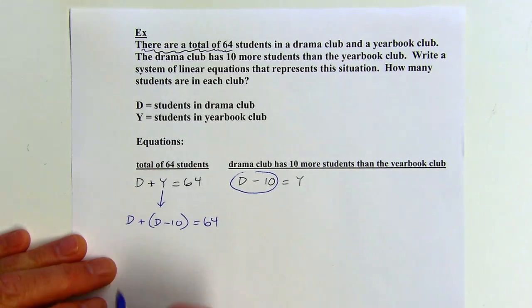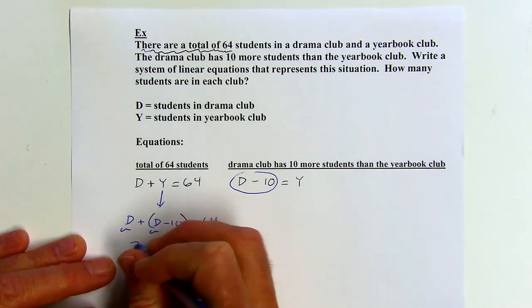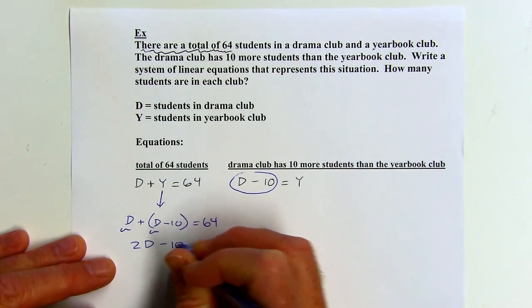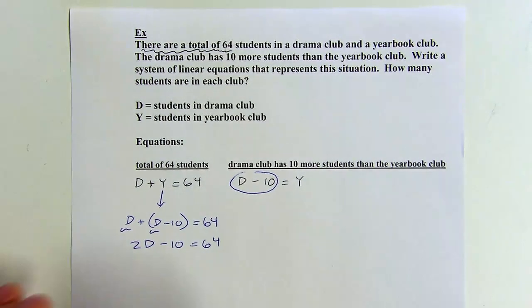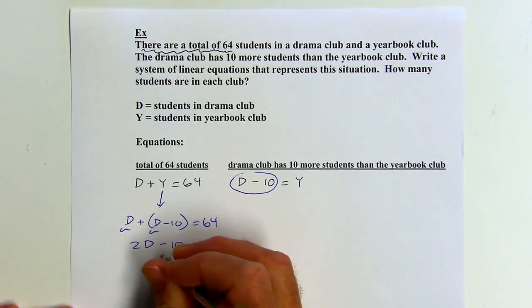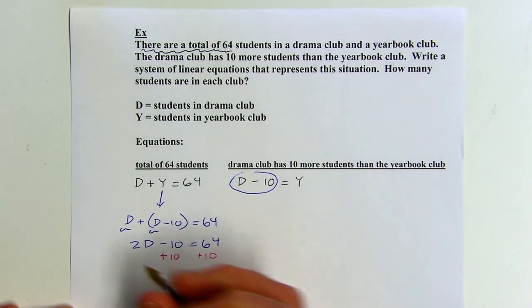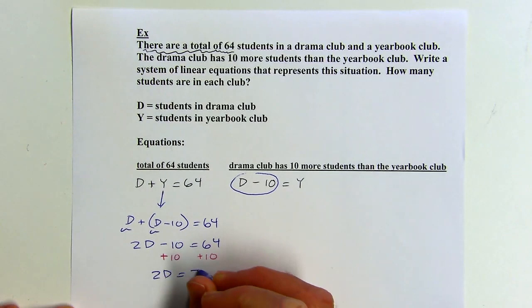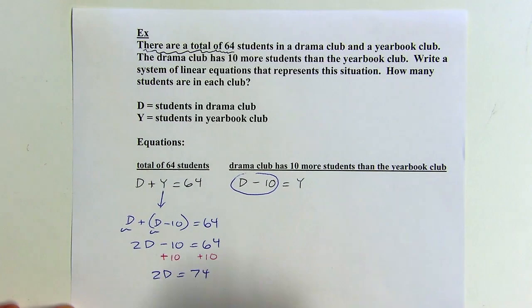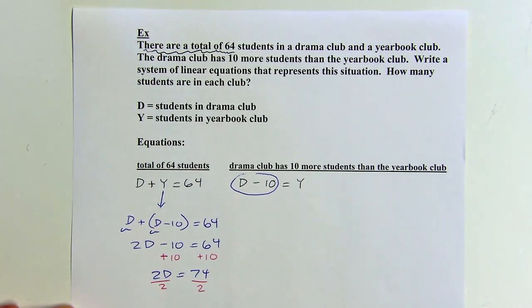Okay, so this would look the same without parentheses. So let's just start combining like terms. D plus d would be 2d. Okay, got it down to that. And now let's solve for d. I'll add 10 to both sides. So 2d is 74. And then we will divide by 2. And then d is going to come out to 37.